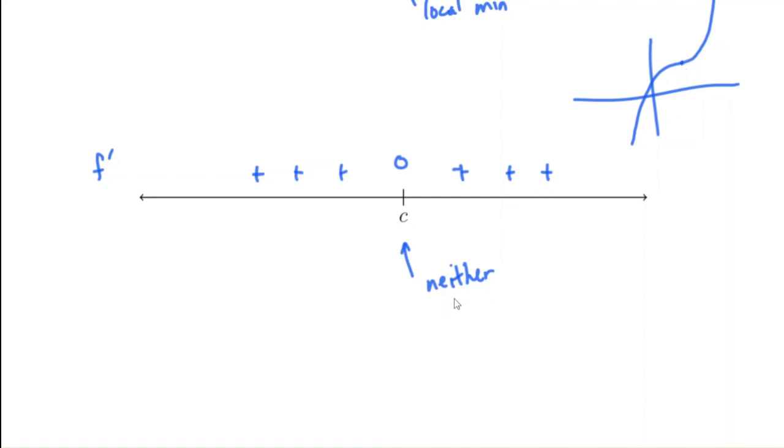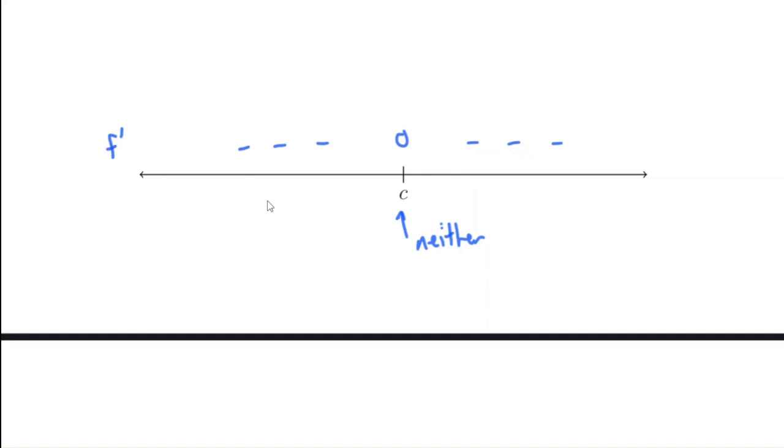Well, we have neither. If it has the same sign to the left and to the right of that critical number, so it's pluses to the left and pluses to the right, for example, then we have neither a local max nor a local min. And same thing if it's negatives to the left and negatives to the right. So for example, you could have a function that does something like this. Maybe there's a point where the slope is 0, but to the left it's decreasing, to the right it's decreasing. Well, again, at this number c, we don't have a local max or a local min. So we have neither a local max nor a local min.